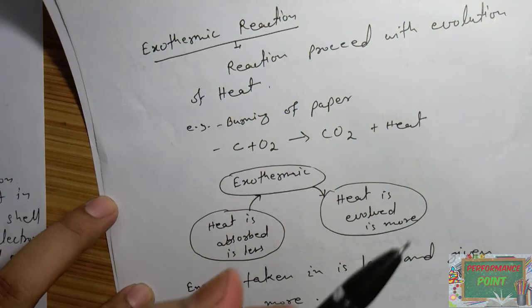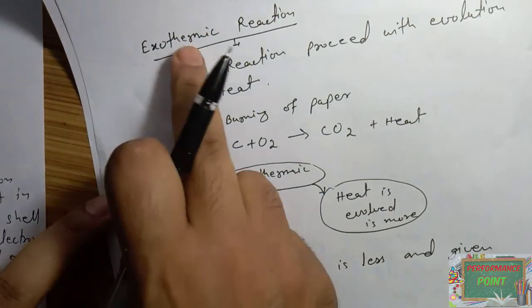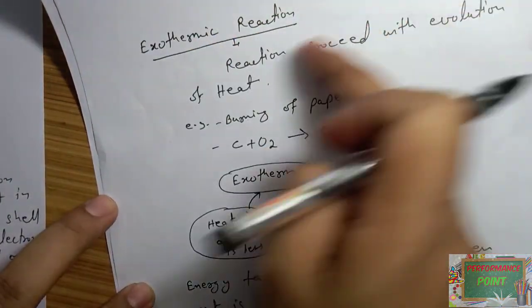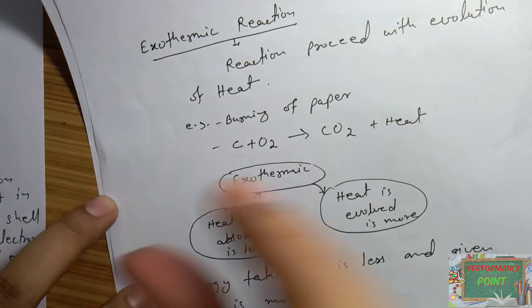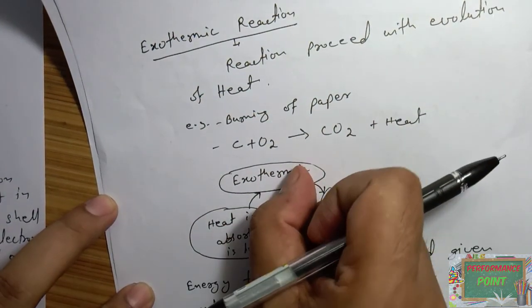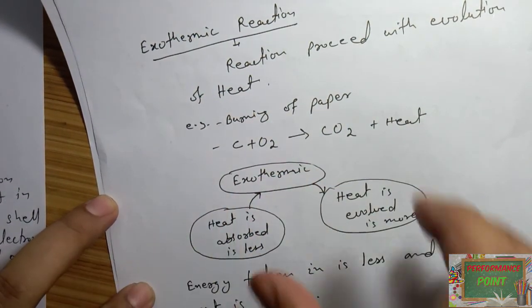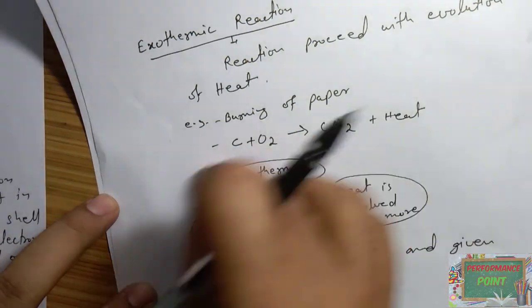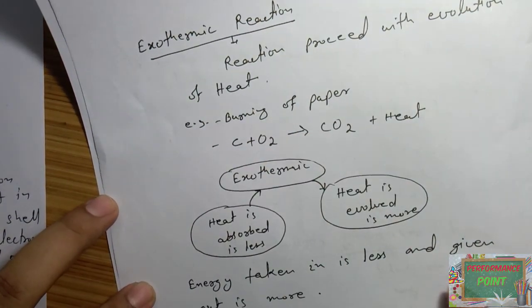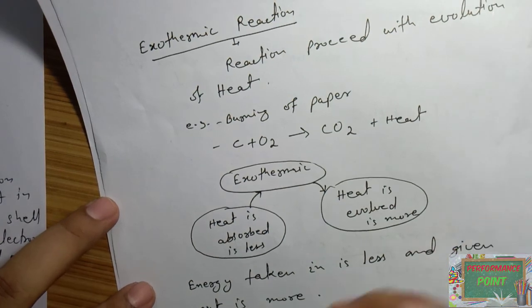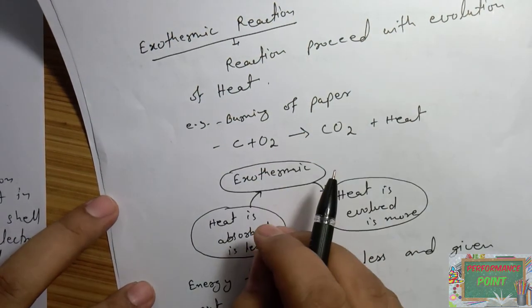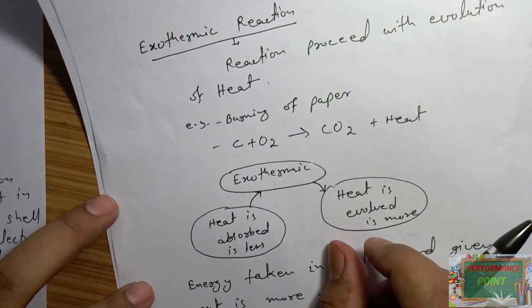So the basic thing you have to understand is that exothermic is not only about the evolution of heat. There is also some part where heat is taken in. This is the complete structure of an exothermic reaction, and the proper justification for it. Okay.